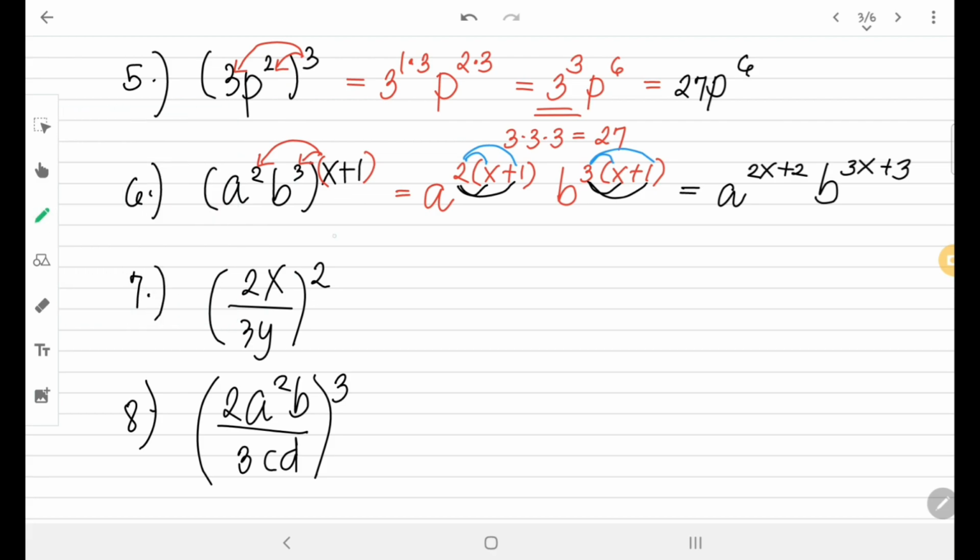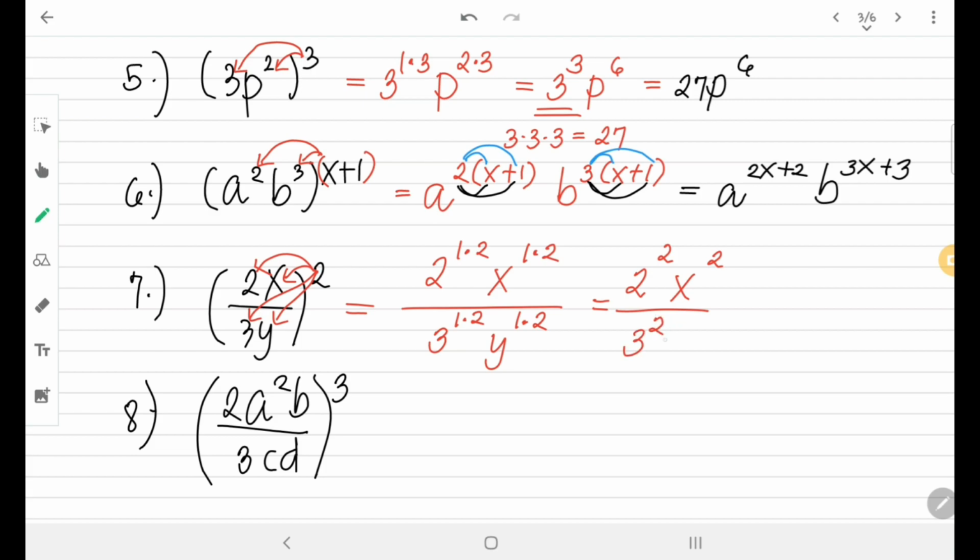Okay, next, number 7. So, it is still the power rule. But this time, there is a denominator. Which means we multiply it there too. And just like I told you, when there is no exponent, it has a raised to 1. So, what happens is 2 raised to 1 times 2. Then, x raised to 1 times 2. Because they have no exponent, so I write the 1. So, 3 raised to 1 times 2, because the denominator we also give a 2. So, we have 2 raised to 2, x raised to 2 over 3 raised to 2, y raised to 2.